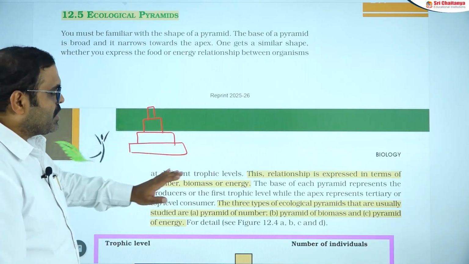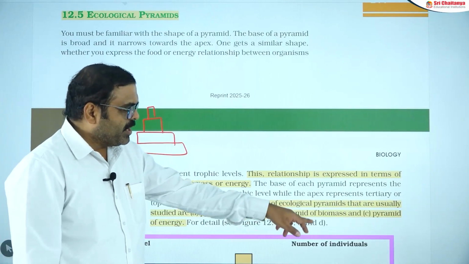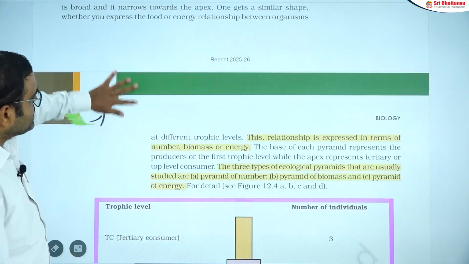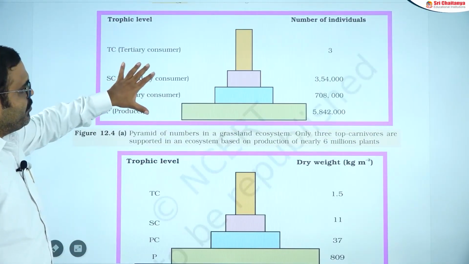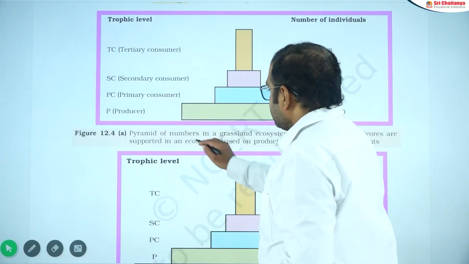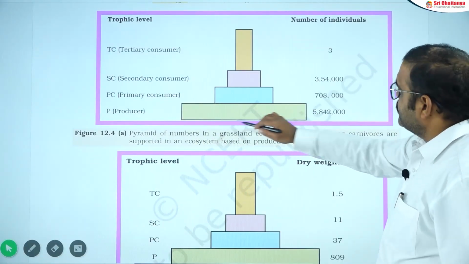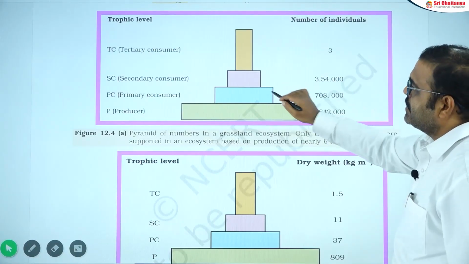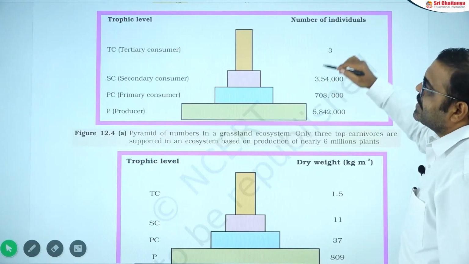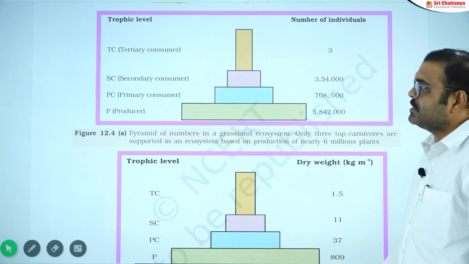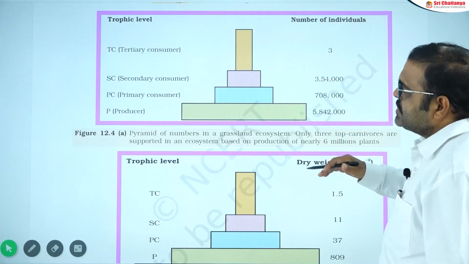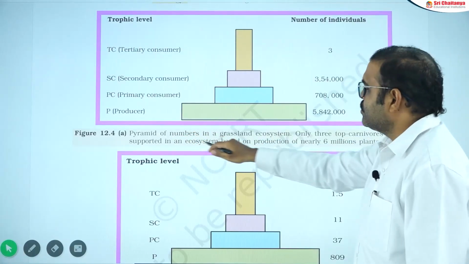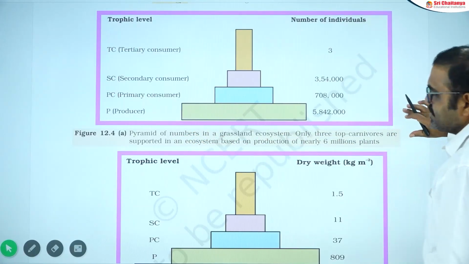There are three types of ecological pyramids: pyramid of number, pyramid of biomass and pyramid of energy. Let us observe one by one. Here it is, the pyramid of number. In a grassland ecosystem, the pyramid of number explains the producers are in millions, next primary consumers are in lakhs, secondary consumers are very much less, and tertiary consumers are within single digits. That means the producers are huge in number, and the number at the next trophic levels greatly decreases. That is the food pyramid; the grassland ecosystem explains this.